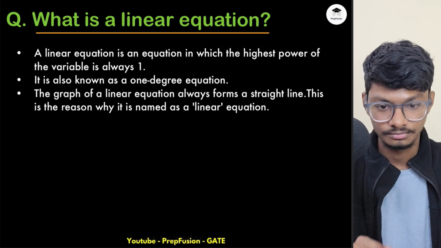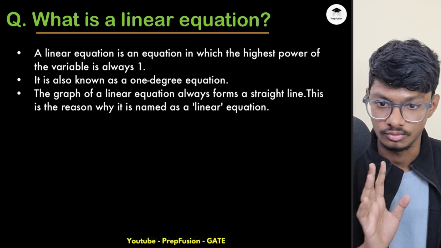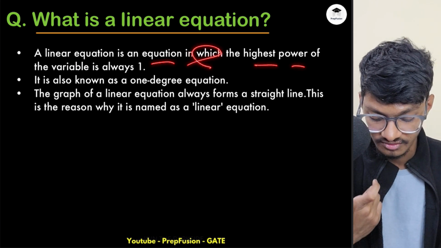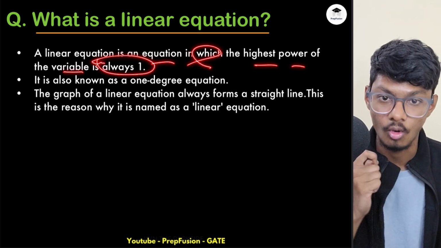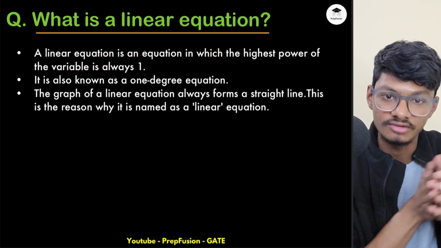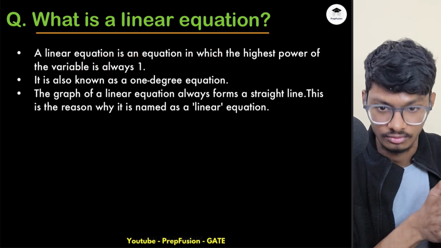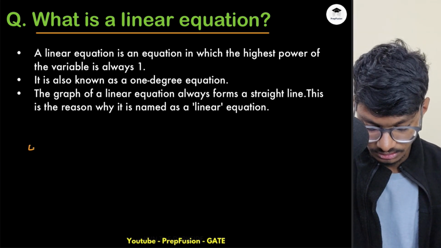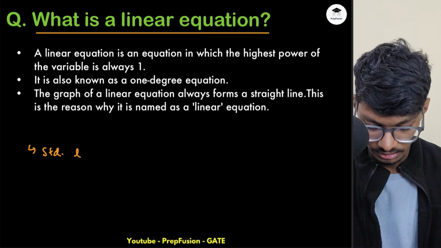Fine. So what is a linear equation? A linear equation is an equation in which the highest power of the variable is always 1. So the highest power of all the variables in that equation will always be 1. What do I mean by that? Let's take a standard linear equation.